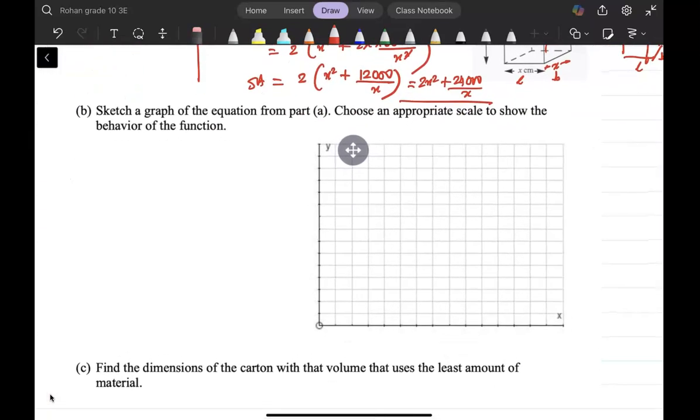Sketch the graph from part A. Choose appropriate scale. So do it on your calculator. How is it? It will be with the calculator. Right, okay. Otherwise, how will you do this? You can't sketch it without that. That's what I was thinking. No. It will be with calculator. Okay.